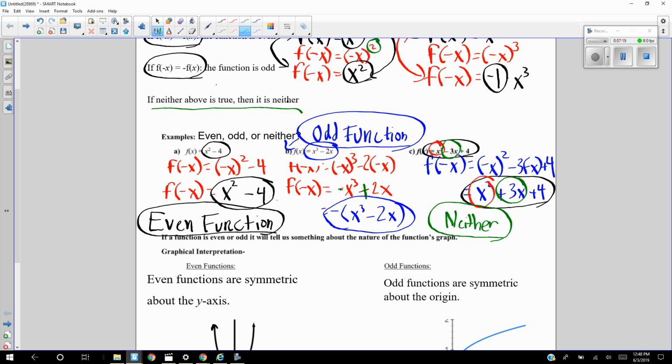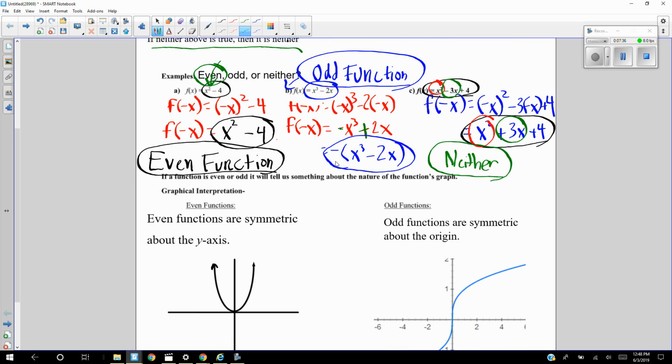So you'll see a lot of the times when the largest exponent is a 2, a 4, or a 6, a lot of times it ends up being even. But we saw here in problem C that it's not always the case.